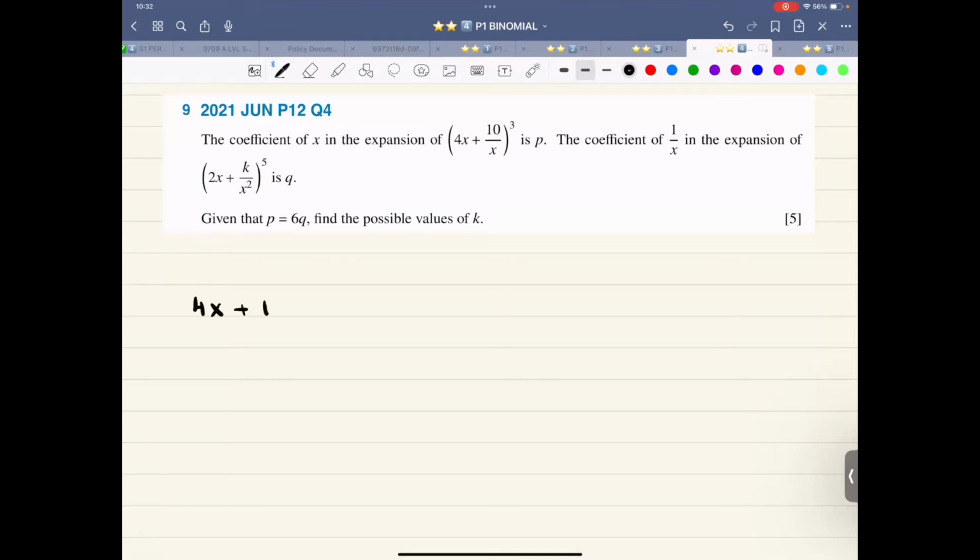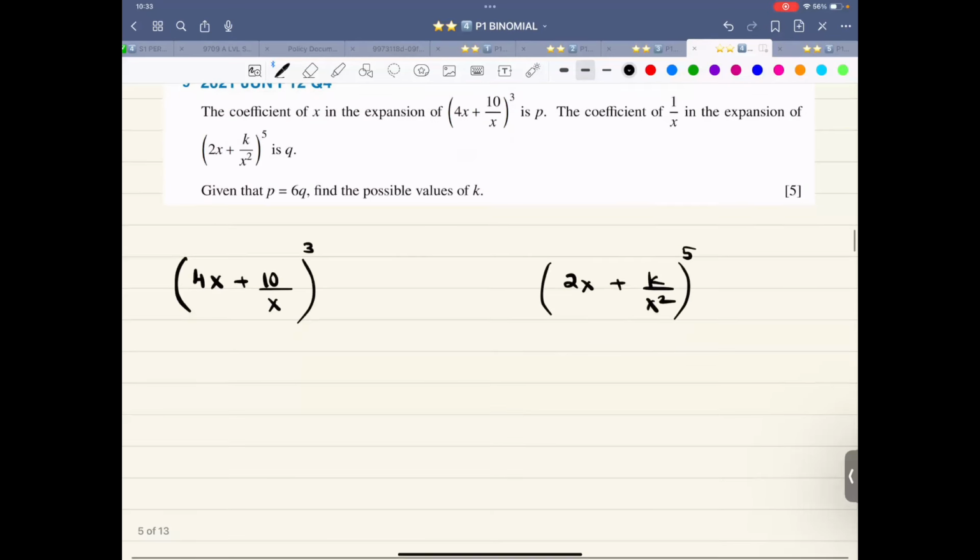4x plus 10 over x, let me draw the bracket nicely, raised to power of 3. And over here, this is 2x plus k over x squared raised to power of 5. We are interested in coefficient of x. We are interested in coefficient of 1 over x.